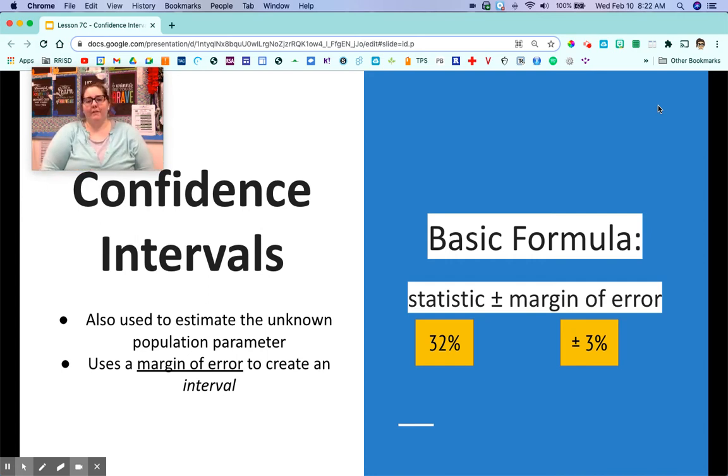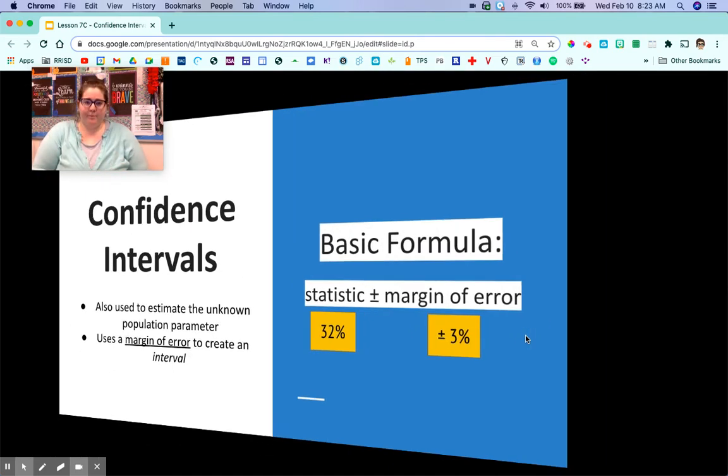So we're pretty confident, we're pretty sure that the true proportion of all US parents who participate in school surveys is somewhere between 29 and 35%. And I can feel more confident in that interval than I could in just that one single point estimate.